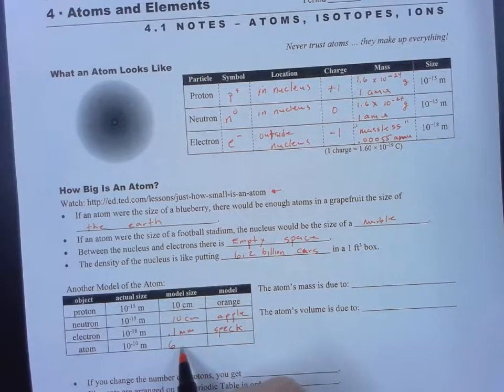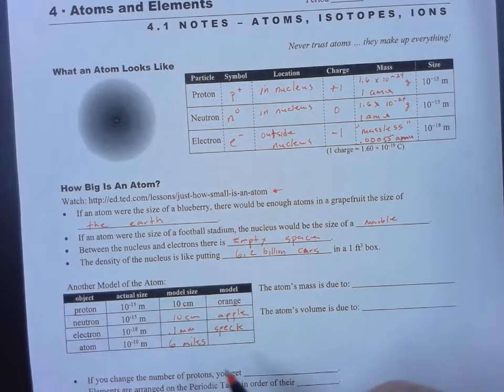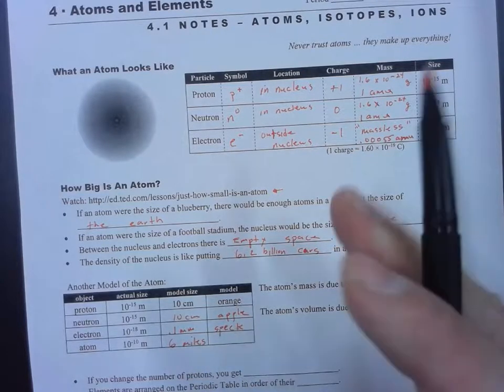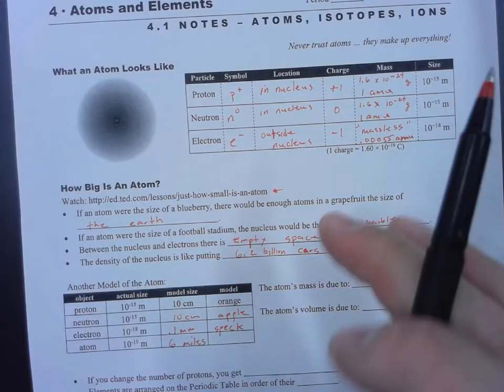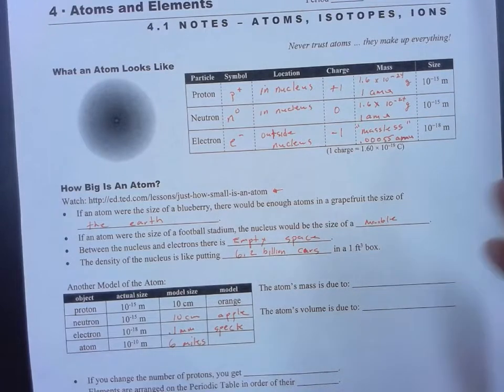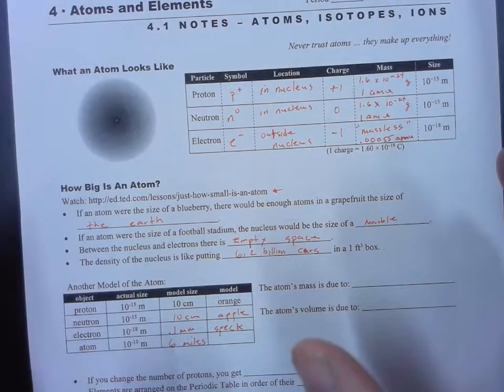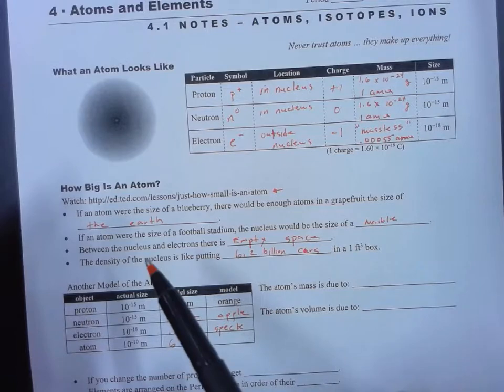6 miles away. Okay, so what we're trying to impress upon you is that the electron is very, very, very far away from the nucleus of the atom in scale. If you were to blow that atom up to the point where the nucleus is the size of an apple and an orange, that electron would be very, very far away, 6 miles away.